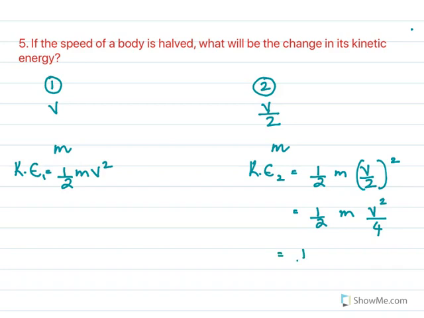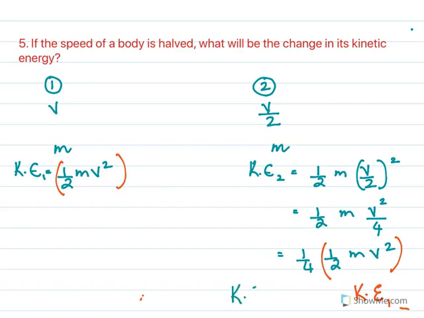So I'm going to rearrange it. I put 1 by 4 here, then I put half m v square, just rearranged. This part is the initial kinetic energy, this. So here I'll put kinetic energy 1.